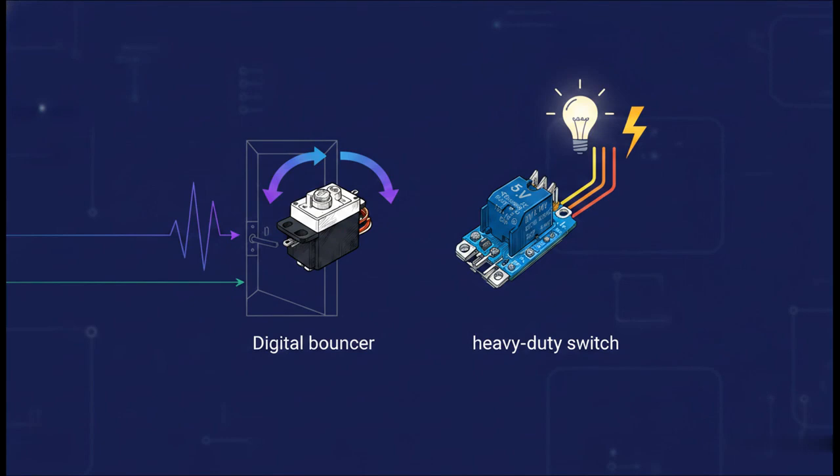Of course, every body needs muscles, and for our classroom, those are actuators. On the left, the SG90 servo motor is basically our digital bouncer. We control it via PWM signal, and it physically sweeps 0 to 90 degrees to operate the door latch. On the right, we have the 5-volt relay module. This takes a simple digital signal and acts as the heavy-duty switch, safely managing the high-voltage AC classroom lighting.